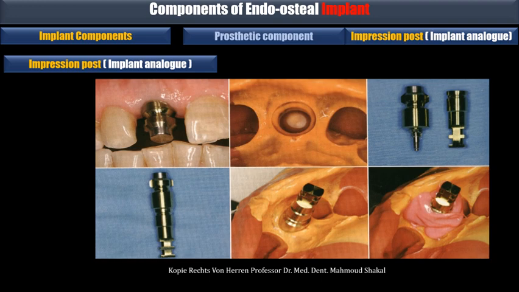So, for example, this is the impression post or transfer coping. This is after taking the impression. This is the coping, and that is the analog. They jack together. You place it in the imprint part. Then you inject all around. After taking the impression, you inject the light silicone to represent the gingiva.